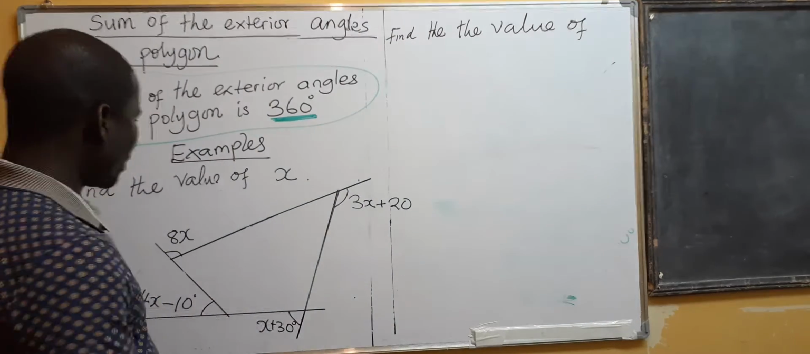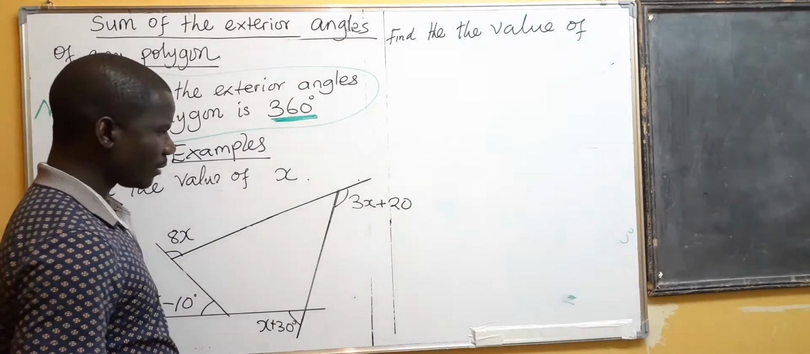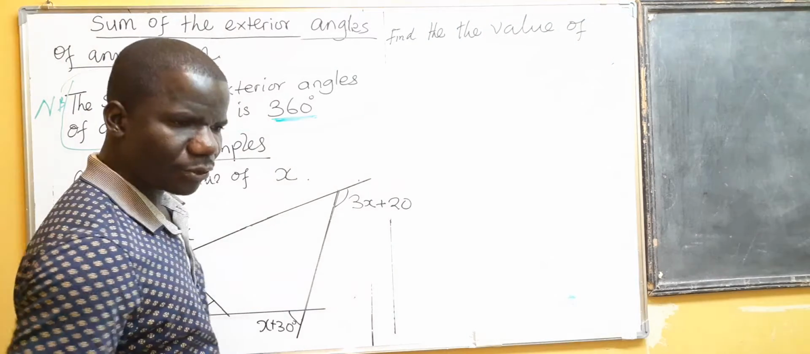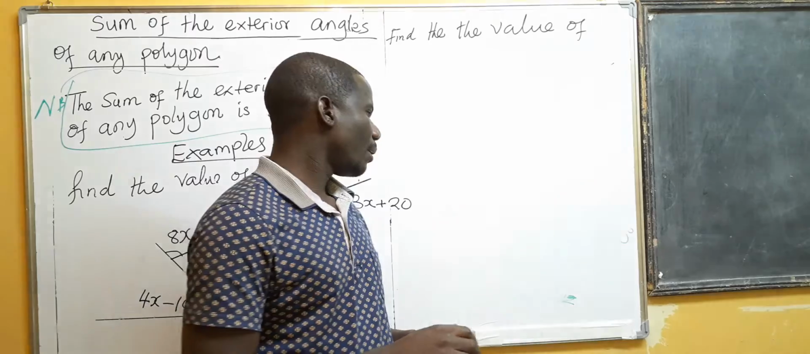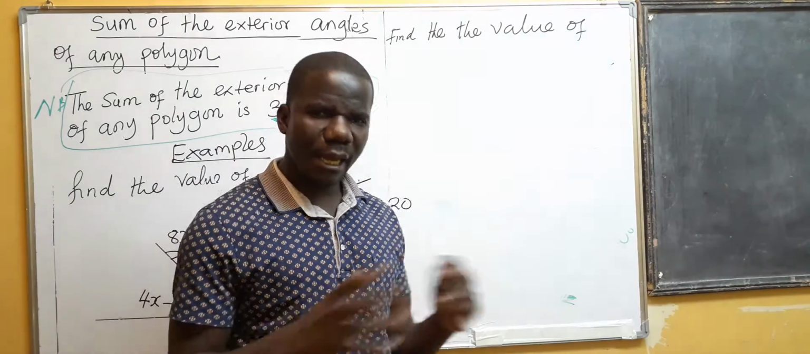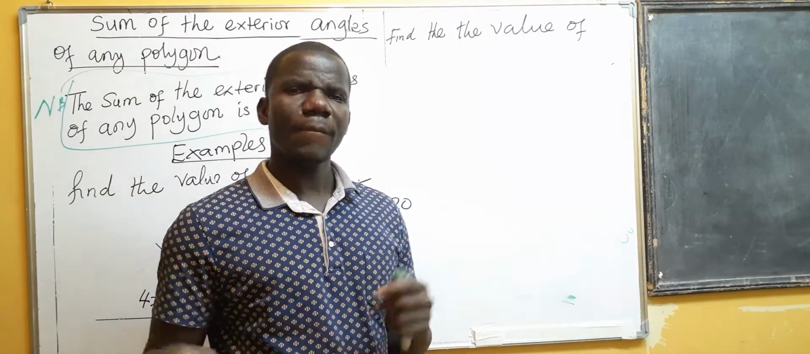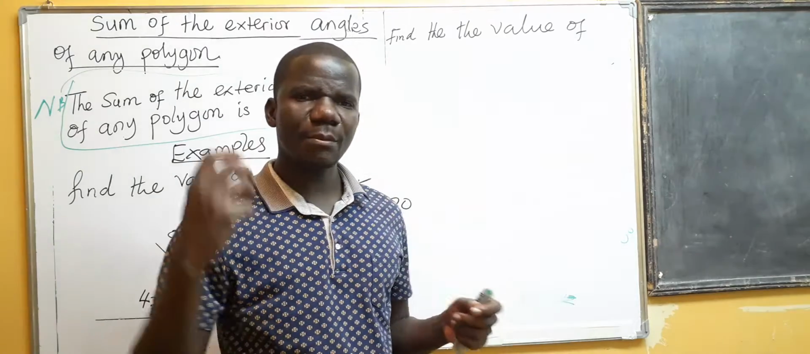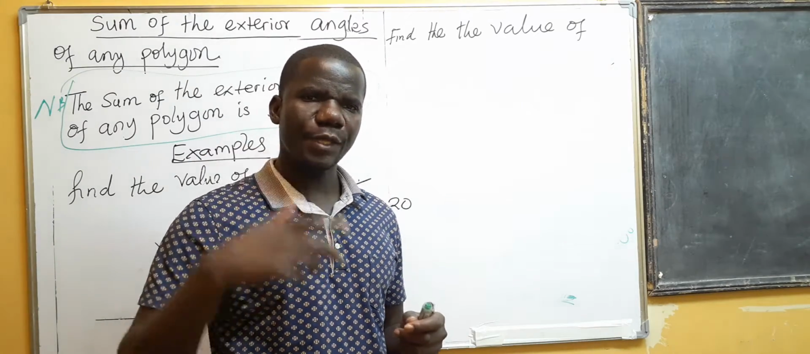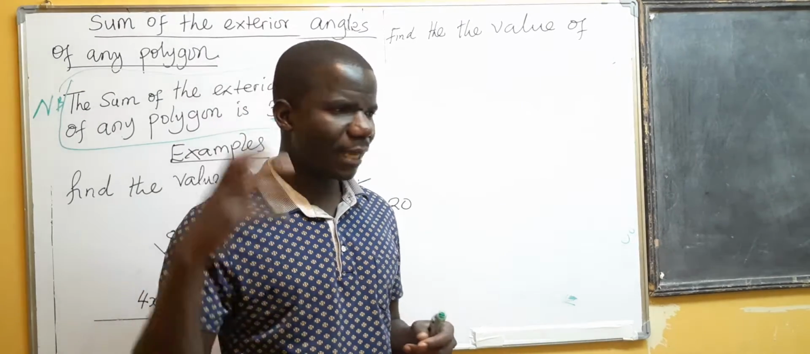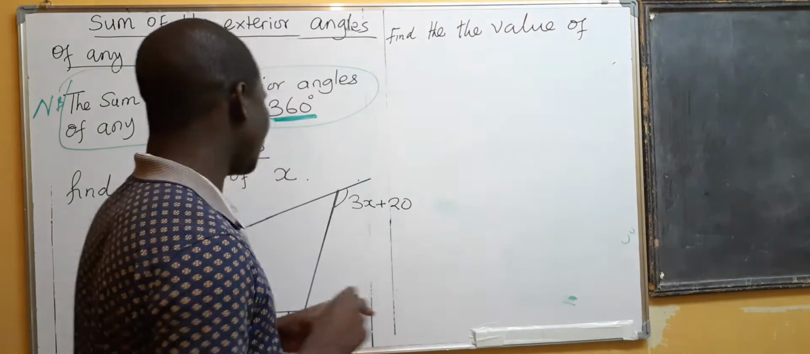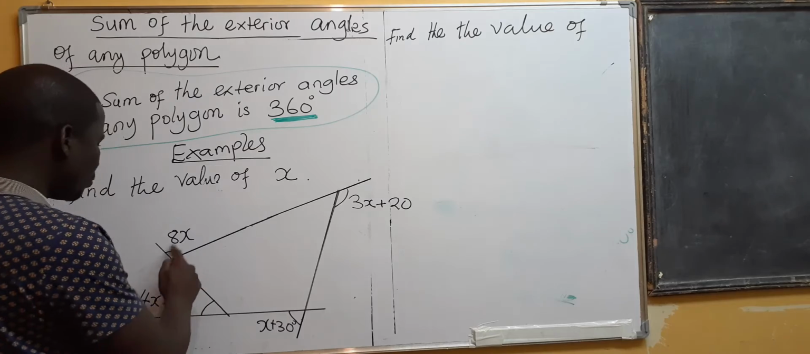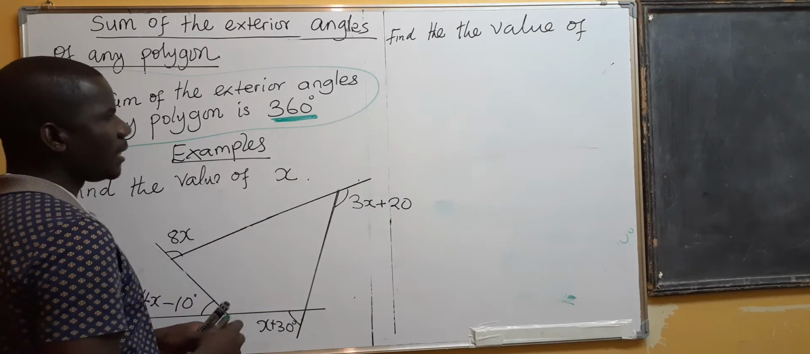So what do we have here? This is a quadrilateral. But whether a quadrilateral, a pentagon, a hexagon, a nonagon, a decagon, a septagon, any of those polygons, all of them still have the same sum of the exterior angles, which is 360 degrees. Are we together? Even in this case, we need to add these 4 angles and equate them to what?